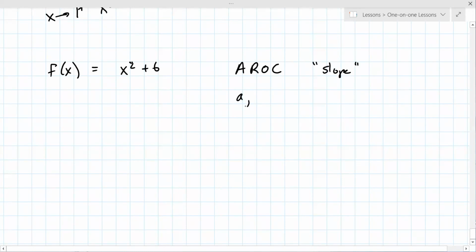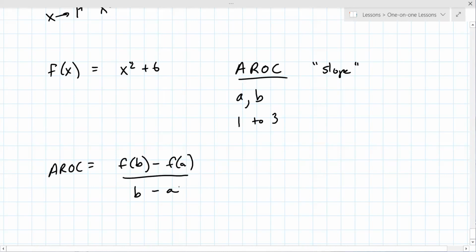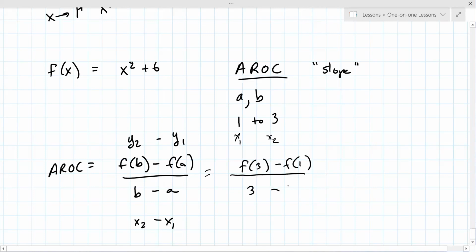I have to give you an a and a b. So let's say from 1 to 3. Your AROC, which I don't even like, but that is what it's called, is f of b minus f of a over b minus a. This is like y2 minus y1 over x2 minus x1, which is a slope. Hopefully you're seeing that. So in your example, this is f of 3 minus f of 1 over 3 minus 1.